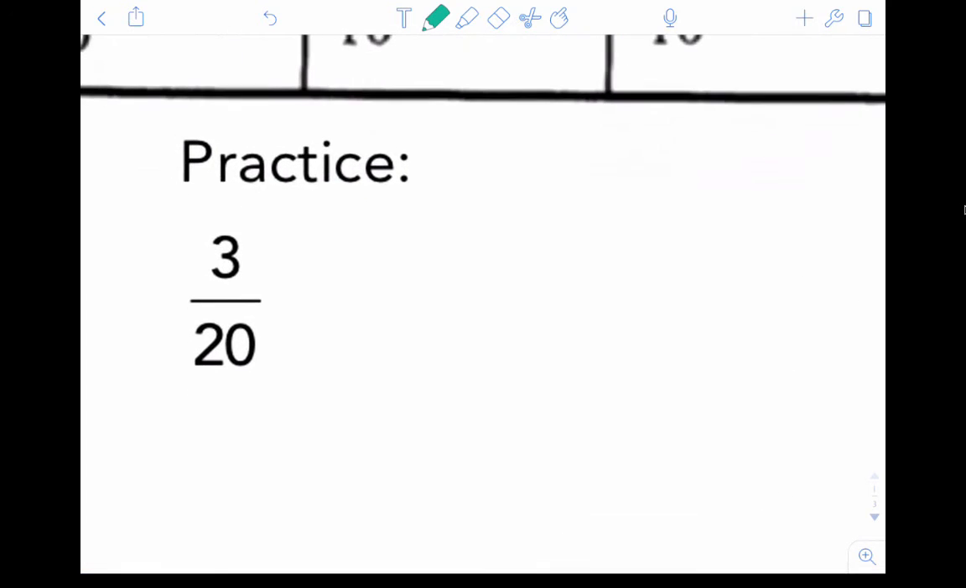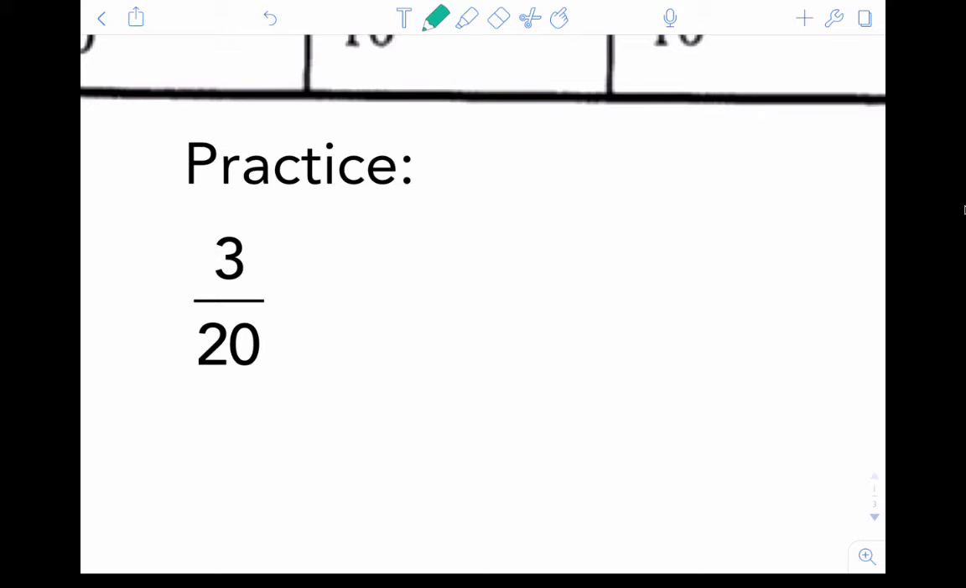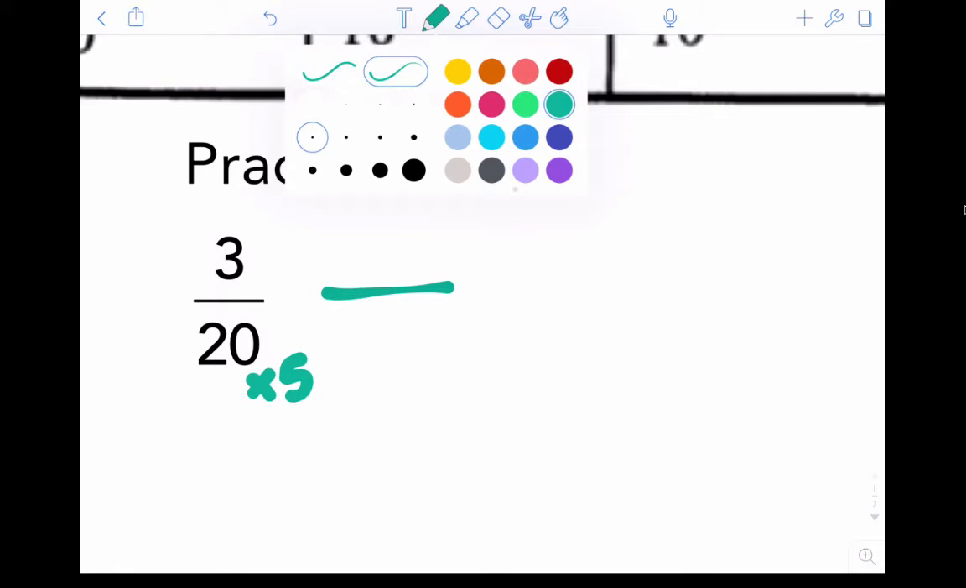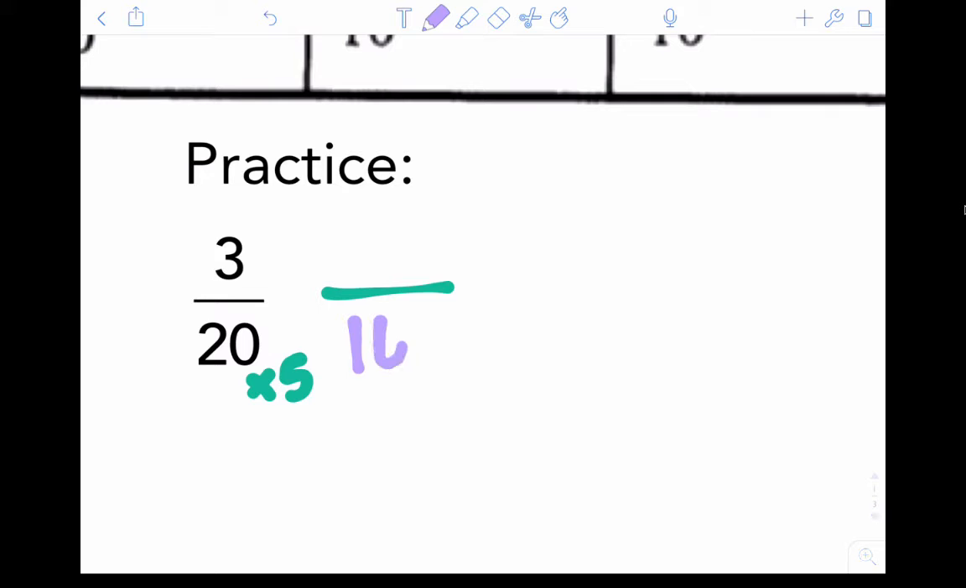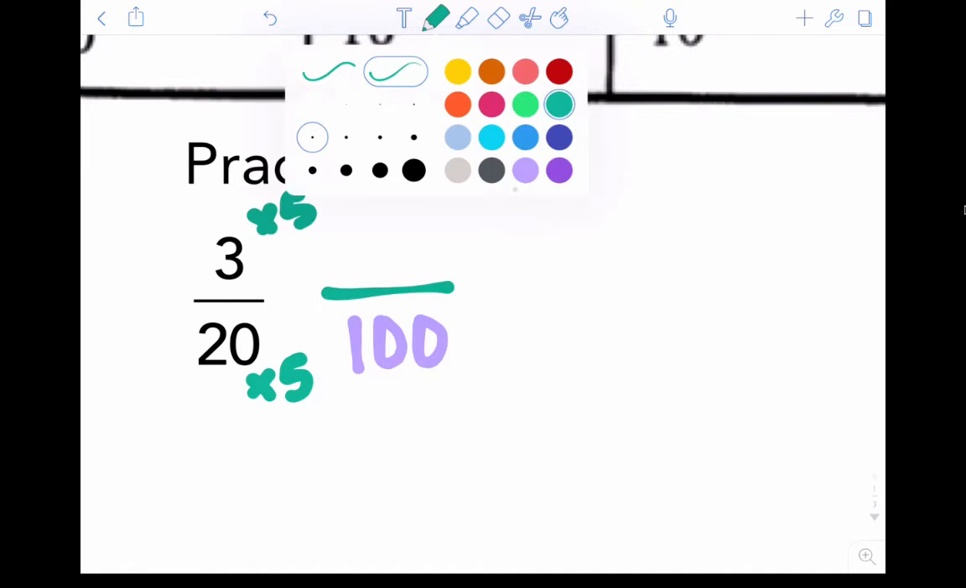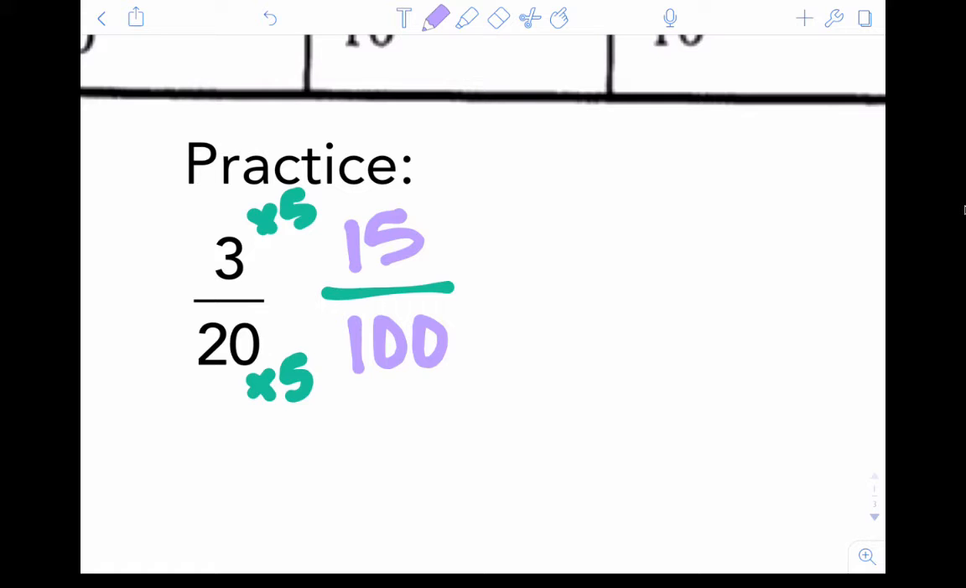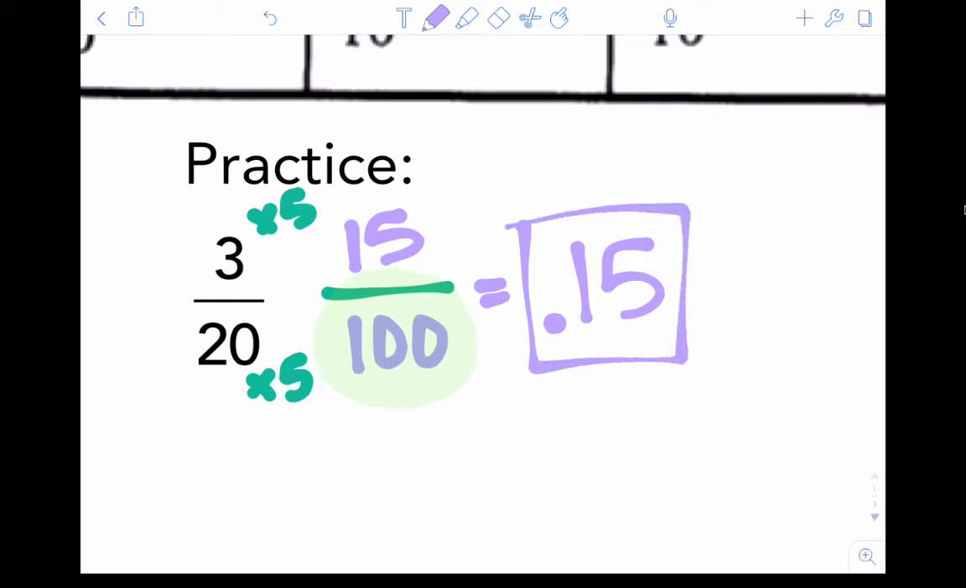So we're going to start on 3/20. Now I notice that I can multiply my 20 by 5, and I'll get a denominator of 100. So that means I'm going to multiply my numerator by 5 as well to get 15. And now since my denominator's a multiple of 100, or a multiple of 10, then the numerator's now my decimal.